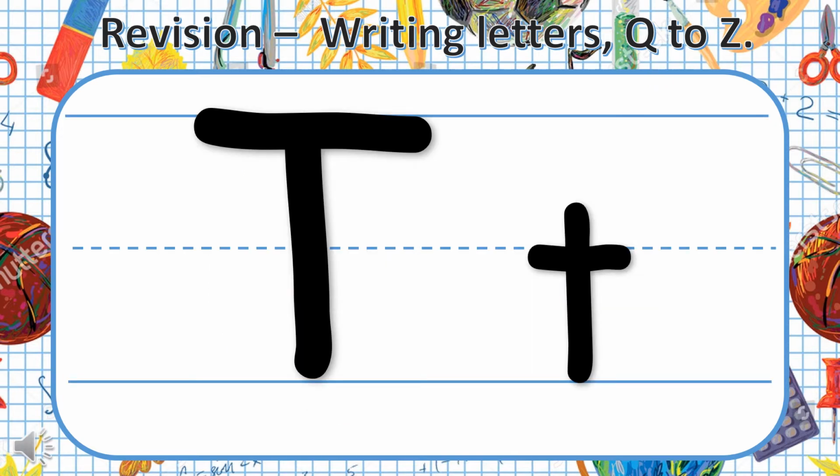Now we're going to look at the uppercase T. And it's also one of the easier letters in the alphabet. You're going to take your pencil, put it on the top line. You're going to draw a straight line all the way to the bottom line. You're going to lift your pencil, and then you're going to draw a straight line on the top line across the top of your first line. You see? Easy peasy. Well done.